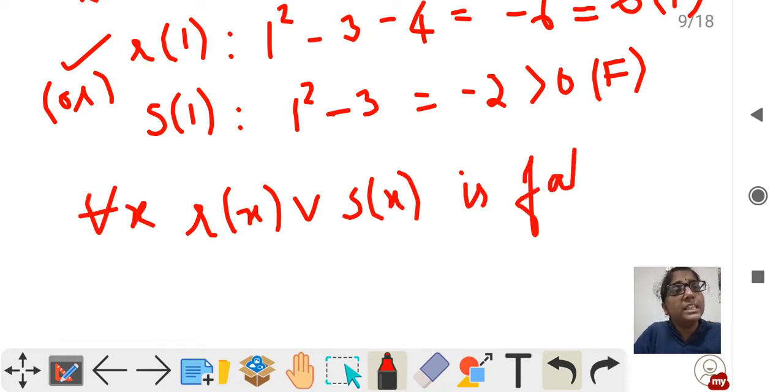If there exists x, if they had given the existential quantifier, in that case we can give one example so that both of the statements can be true. But here the quantifier is for all x, that is, the universal quantifier is given here. Okay, so this is a false statement.